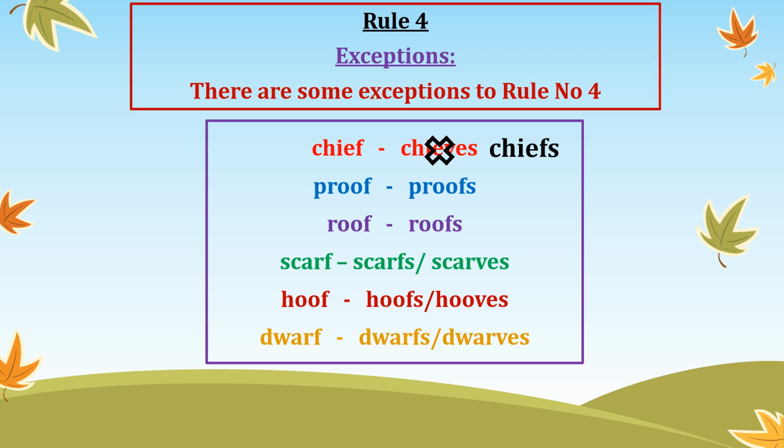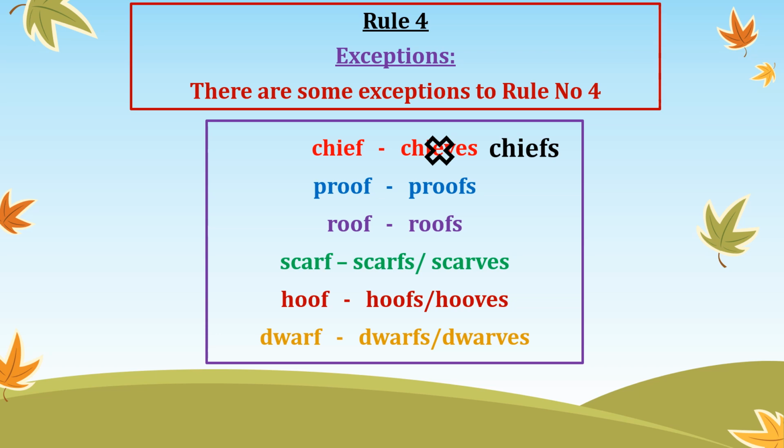Just add S here. Same is the problem with this word proof also. It is not letting us cut F and is making its plural by adding S and becomes proofs. And same is with this word roof. It just wants an S to make its plural. So roof becomes roofs.